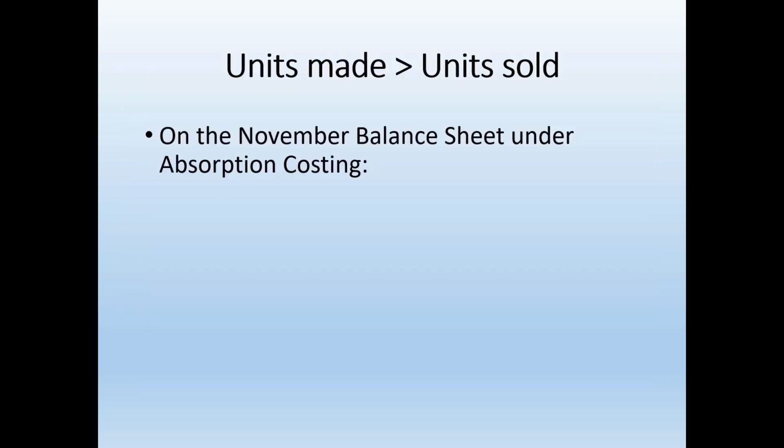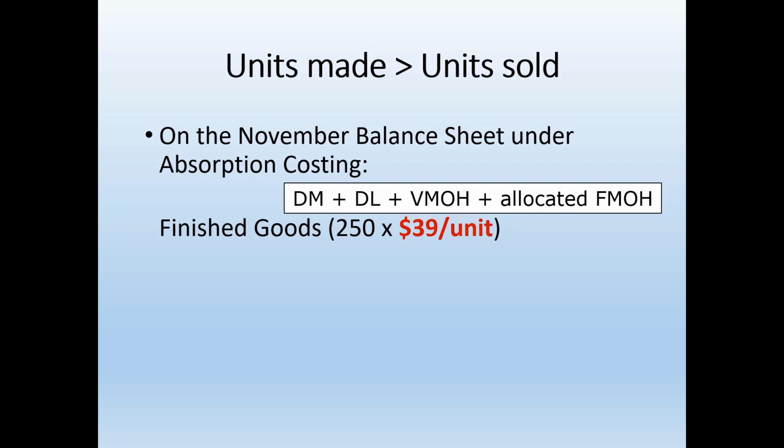On the balance sheet for the firm in November, under absorption costing, we multiply the 250 units that didn't sell times the $39 of total manufacturing costs. That includes direct materials, direct labor, variable manufacturing overhead, and that $16 per unit share of allocated fixed overhead. And that gives us the total value of the ending inventory.